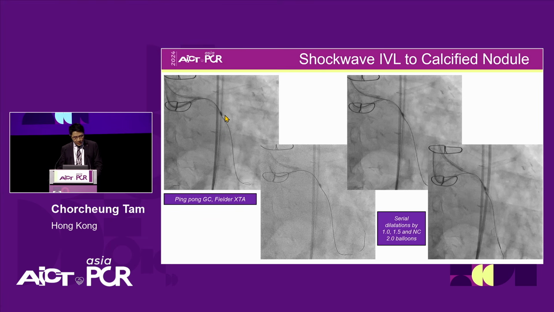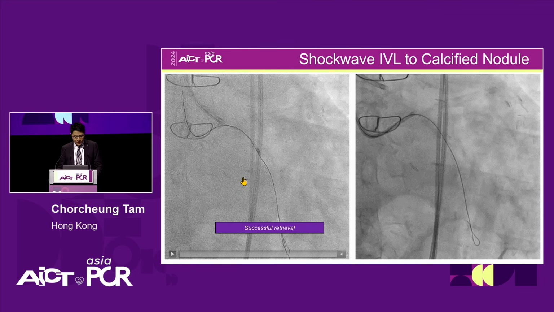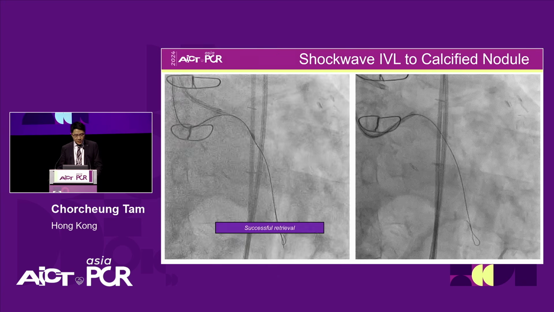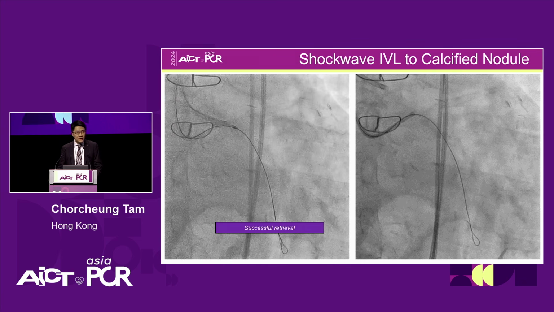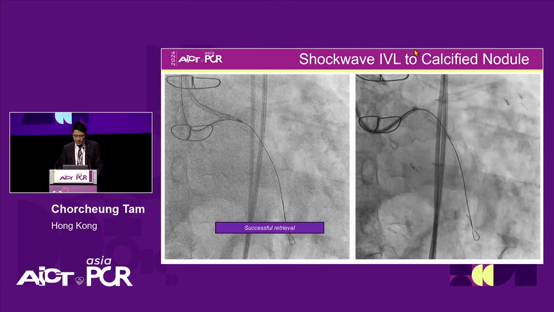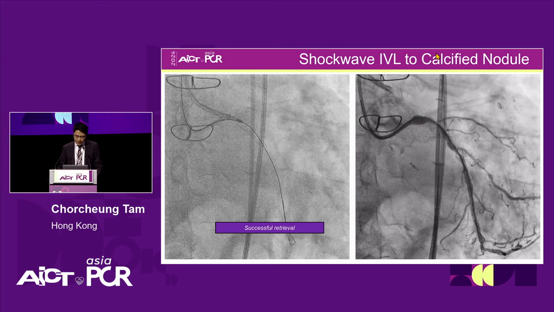We pass a filter wire across the lesion. We sequentially use balloons to pass. We start with a 1.0 balloon, 1.5, and 2.0 balloon, and dilate around here, right? And then we can successfully retrieve the burr after this balloon dilatation. And this is one of the very easy methods for burr retrieval after the stalled burr. Just the angiogram afterwards. Luckily, we did not have any injury to the vessel here.